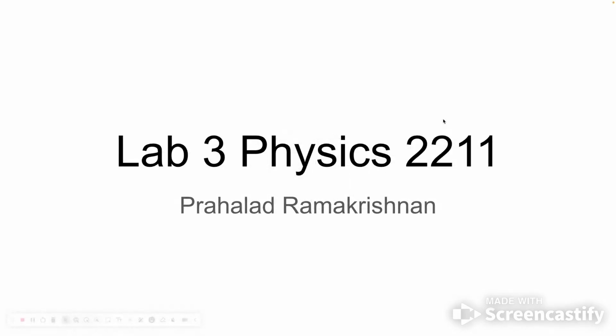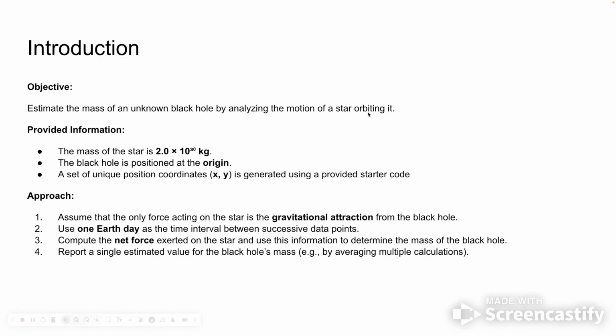Hello everyone. Today I'll be presenting Lab 3 for Physics 2211. Our objective in this lab is to estimate the mass of an unknown black hole by analyzing the motion of a star orbiting it. To do this, we're given the following information: the star has a mass of 2.0 times 10 to the 30 kilograms, and the black hole is positioned at the origin.